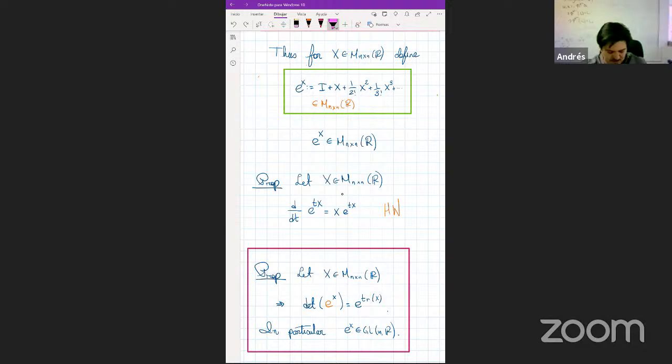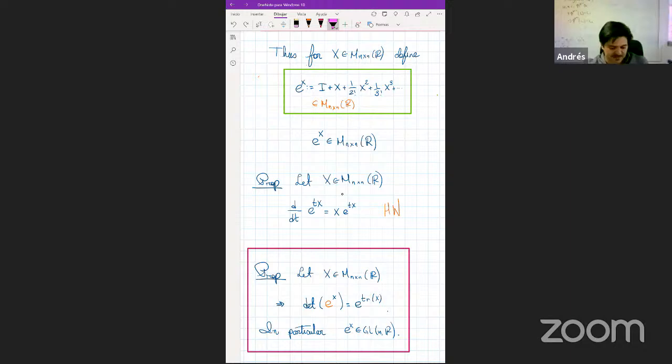Okay, so let's prove this. We are going to use, well, no, not here. I think not in this one. But later on, we will use this, okay? Keep it in mind. So let's prove this proposition: the determinant of an exponential of a matrix.